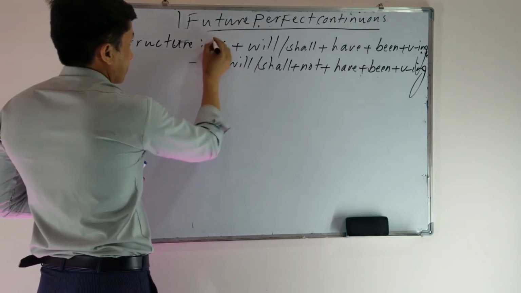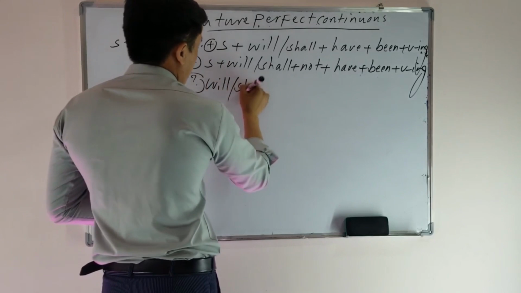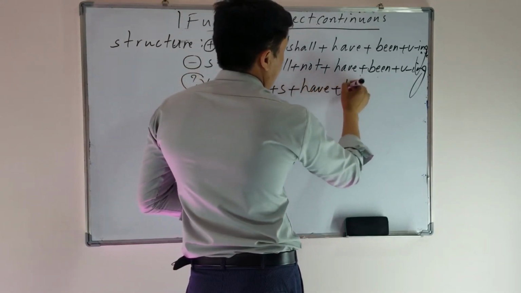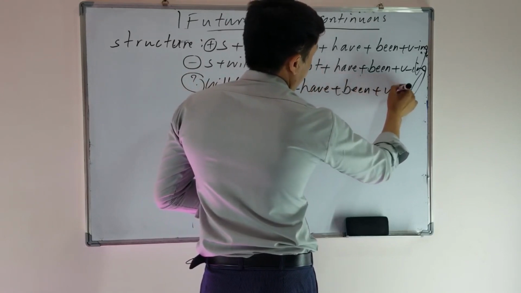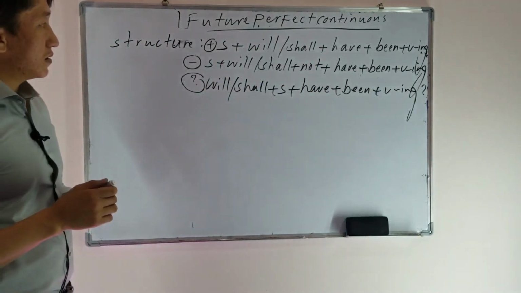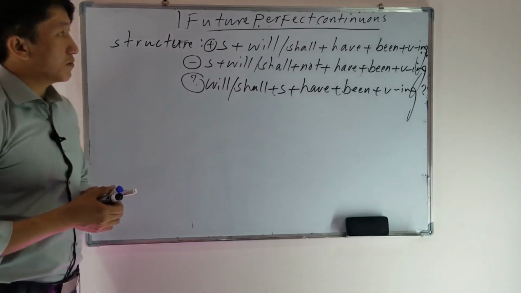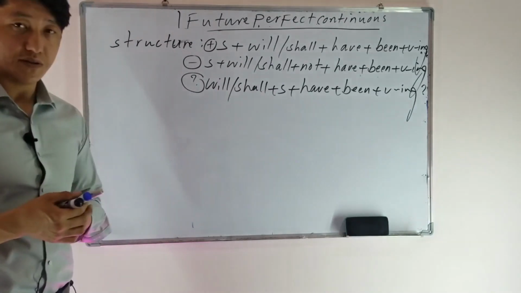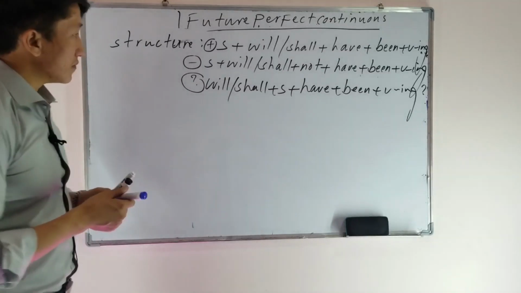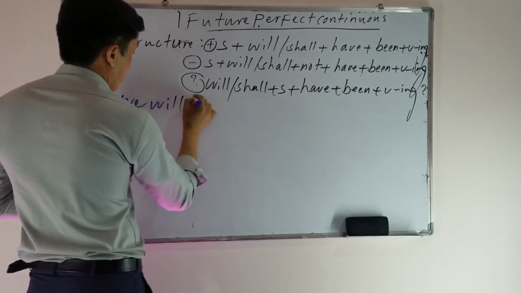And for the question form, we use will or shall plus subject plus have plus been plus verb ing and the question mark. Now, these are the structures, positive, negative, and the question form of what? Future perfect continuous tense. As it is clear from its name, we have ing form, continuous, and perfect tense, and also future.